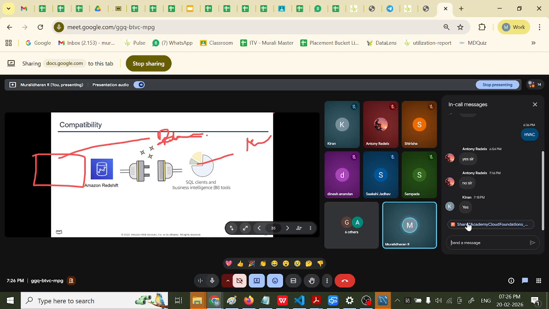Can you guys say it? Which industry wants every minute update? Come on guys, just tell me which industry wants every minute update.